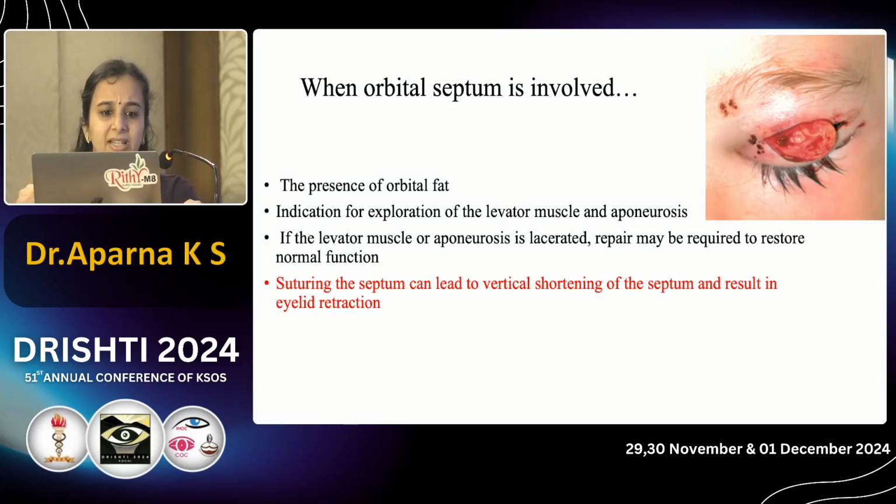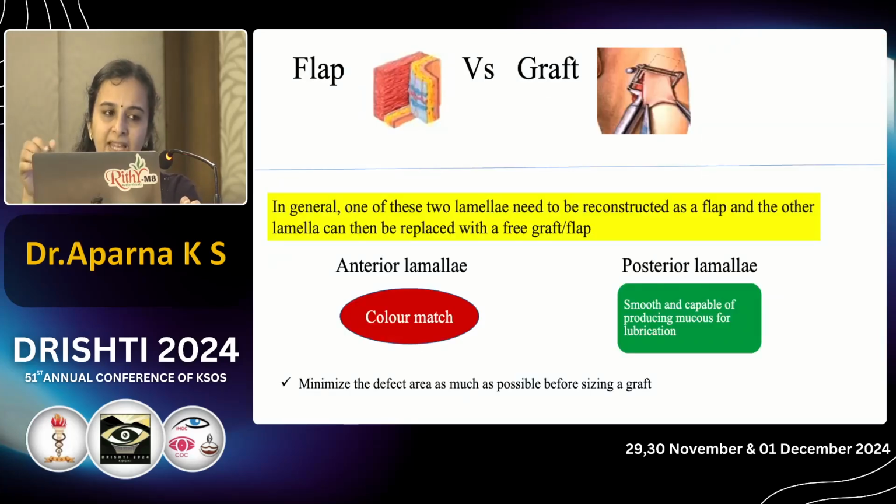Whenever there is presence of orbital fat, it is an indication for exploration of the levator muscle and aponeurosis, and we may have to repair the levator aponeurosis if it is lacerated. But during suturing, you should make sure that you are not involving the septum, because if we suture the septum, there will be vertical shortening of the septum that can result in lid retraction. If it is a smaller defect, we can approximate it, but if it is a larger one, we may have to take flaps or grafts.